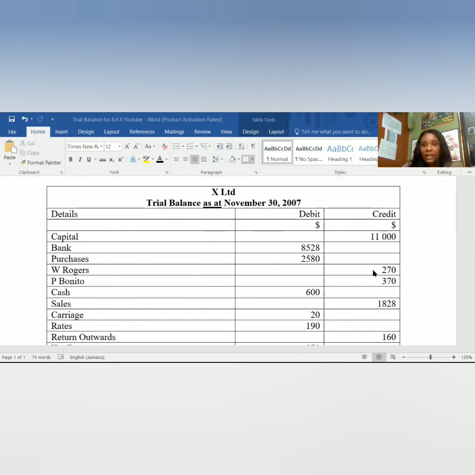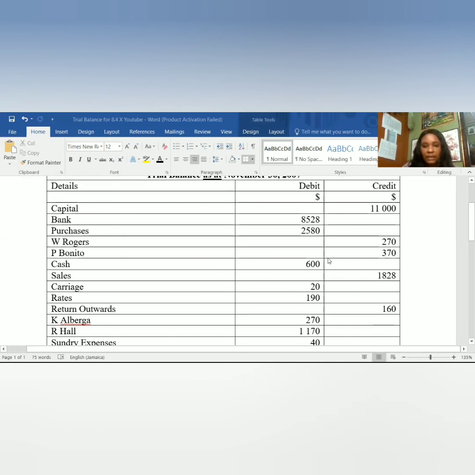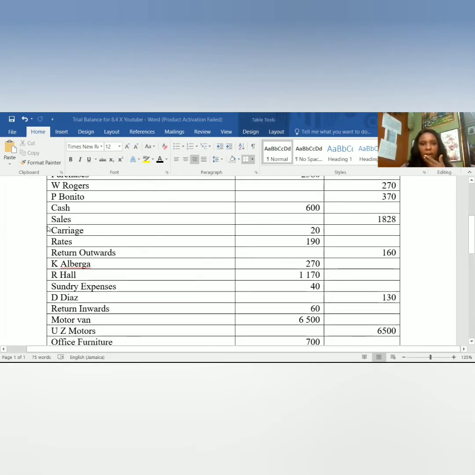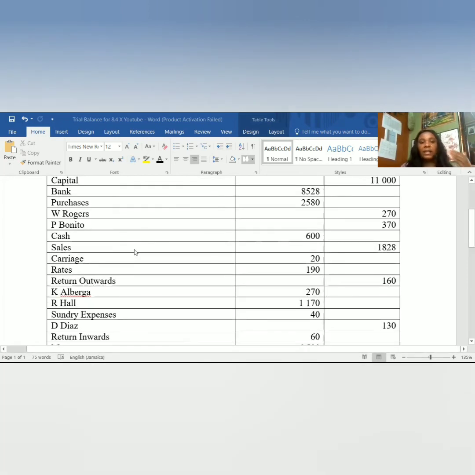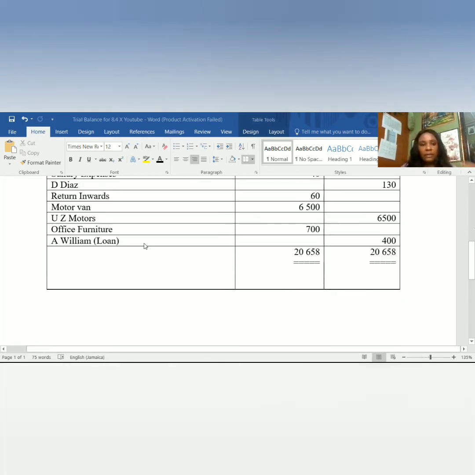W. Rogers was on the credit side, so you put it on the credit side $270, P. Bonito credit side $370, the cash was on the debit side, so you put it back on the debit side $600. Sales on the credit side $1,828, the carriage was on the debit side, so it goes back on the debit side here. And you continue all the way down until you're finished with all the accounts.